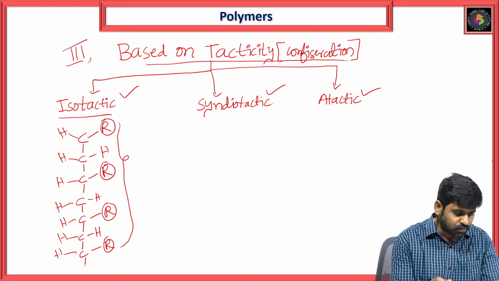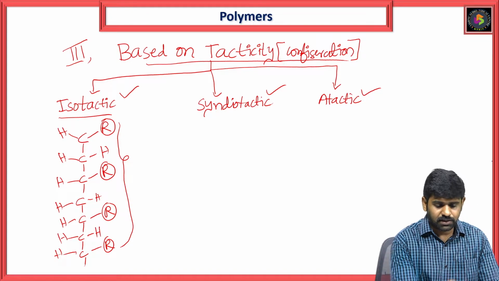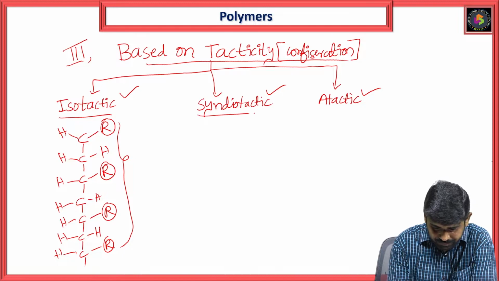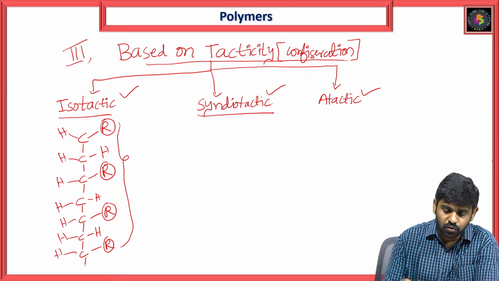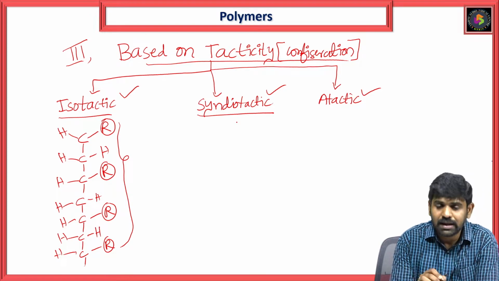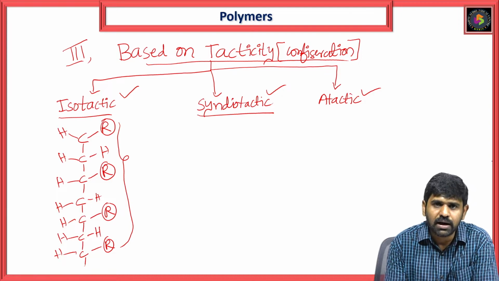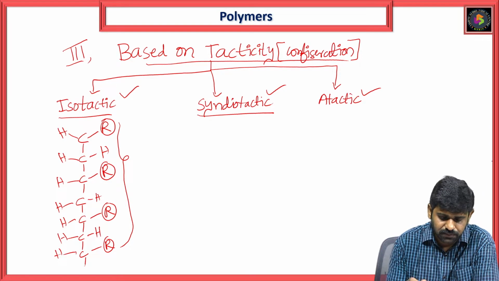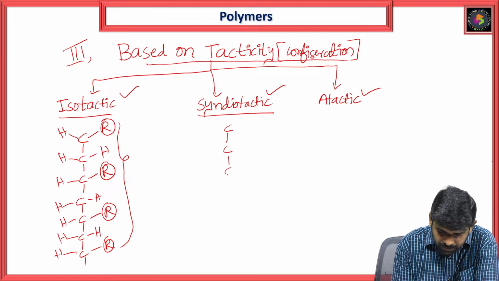All the functional groups are on the same side of the polymeric chain, right? This is isotactic. Next, coming to syndiotactic. So in syndiotactic, all the functional groups are arranged alternatively on both the sides of the polymeric chain. That I'll write here, syndiotactic.